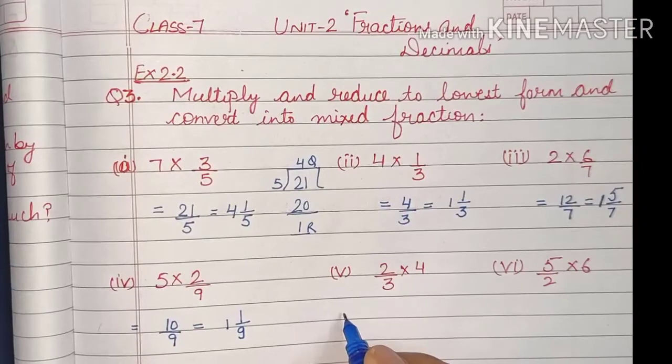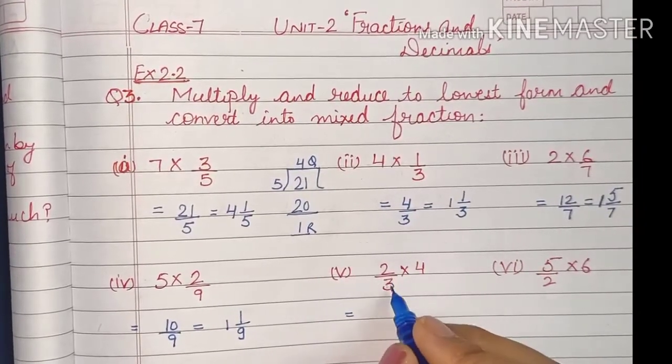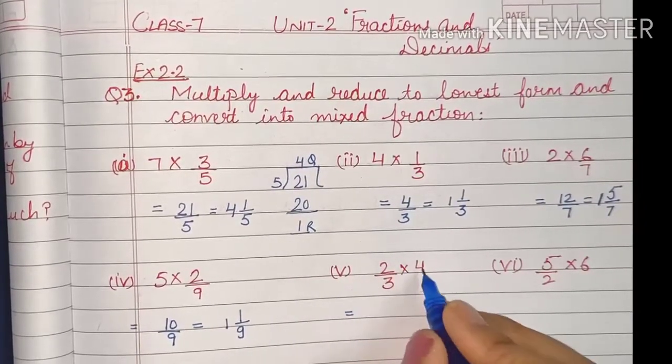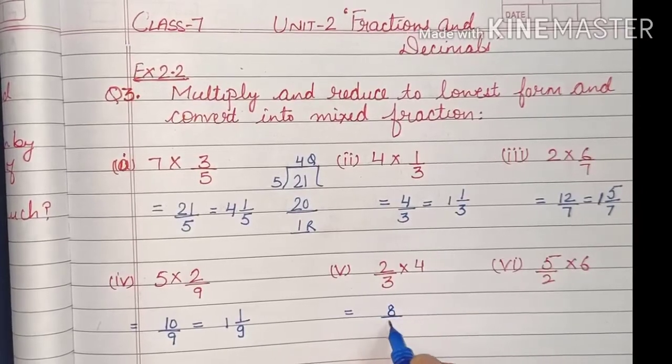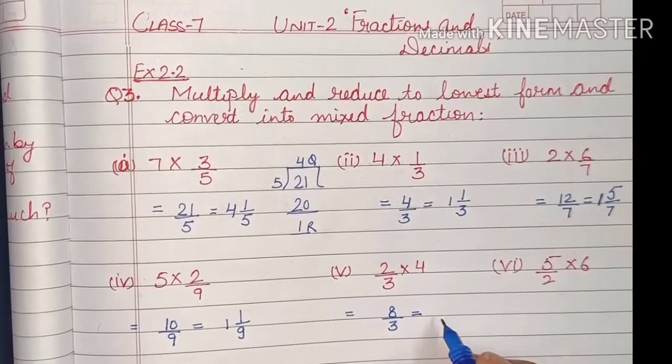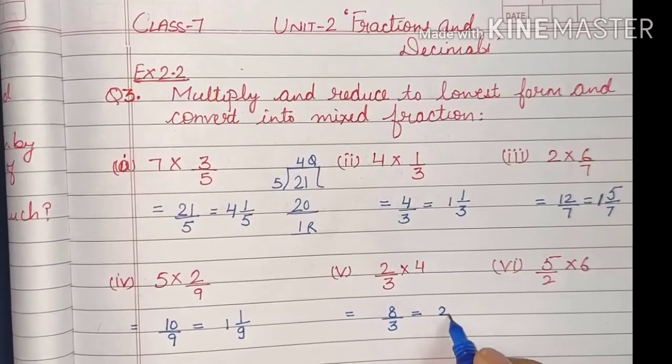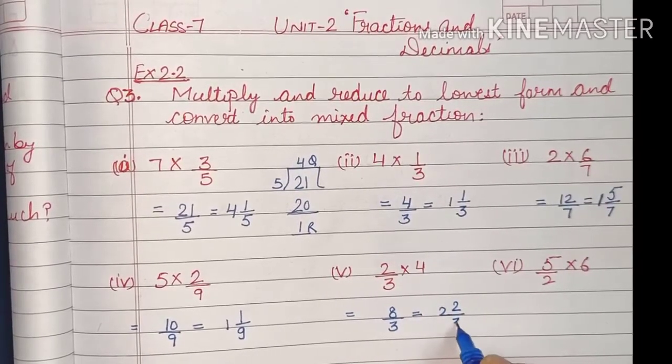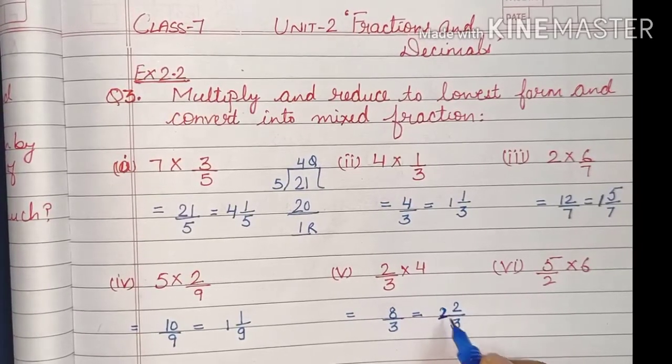Okay. So the fifth part is 2 upon 3 multiply 4. 2 4s are 8 upon 3. So it is an improper fraction. We can change it into a mixed fraction. It is 2 and 2 by 3. 2 is the quotient and 2 is also the remainder. So 2 and 2 by 3.